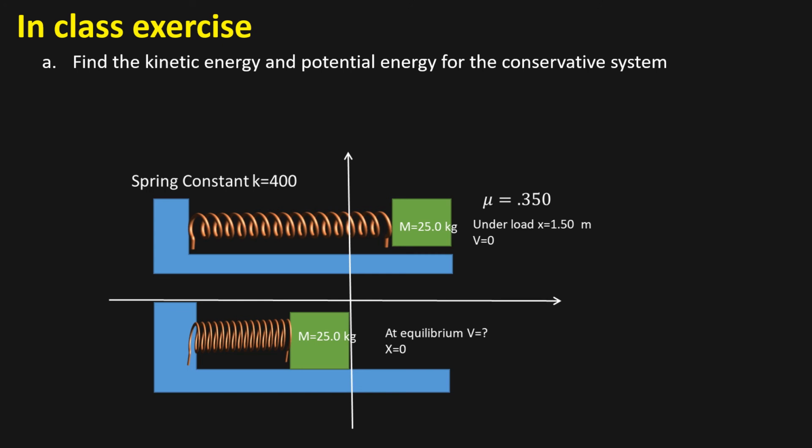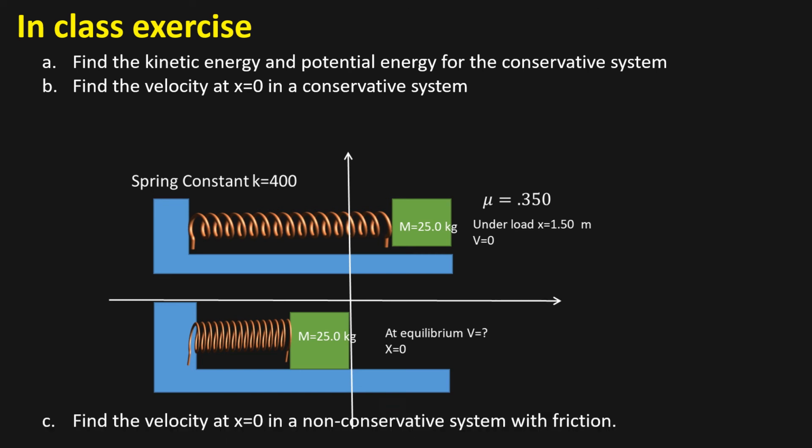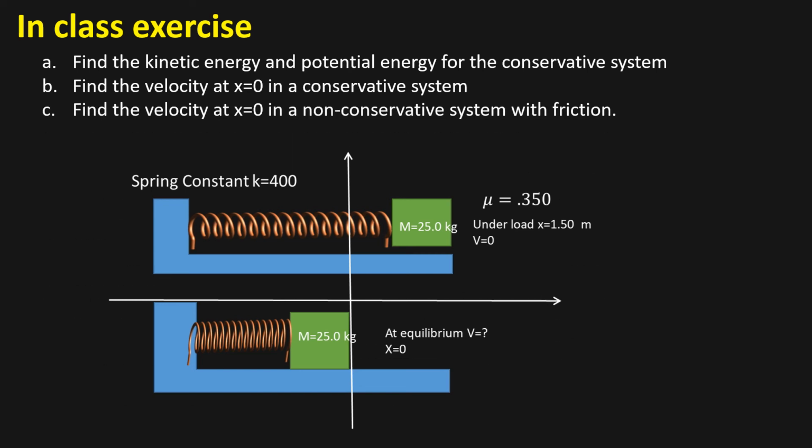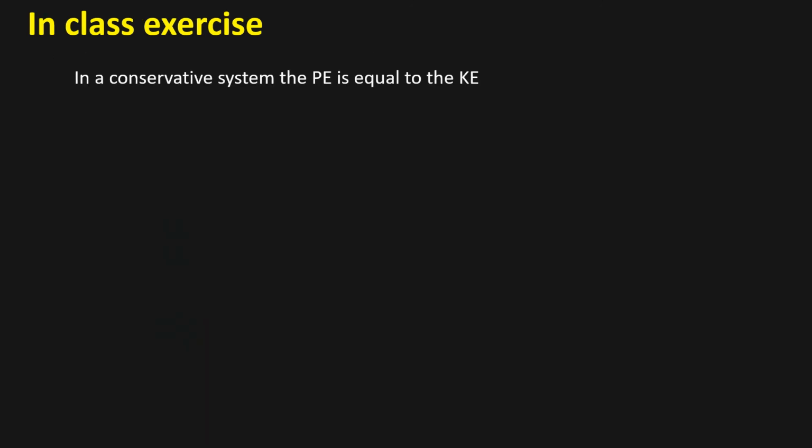So let's do an in-class exercise. We have a mu of 0.35. We have a mass of 25 kilograms, and we also have x equal to 1.5 meters. So we're going to pull this out 1.5 meters. Okay, so find the velocity at x equals 0 in a conservative system. Find the velocity at x equals 0 in a non-conservative system with friction. Okay, so we're going to do it with no friction and with friction.